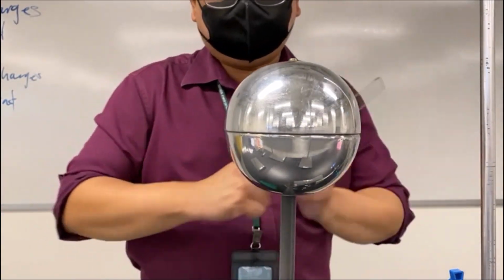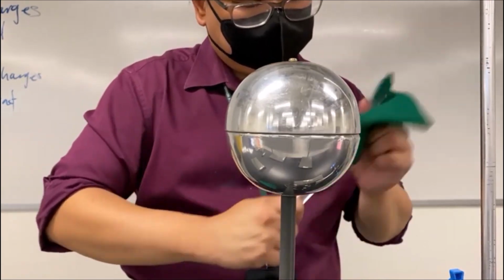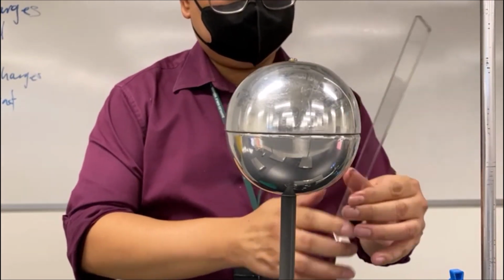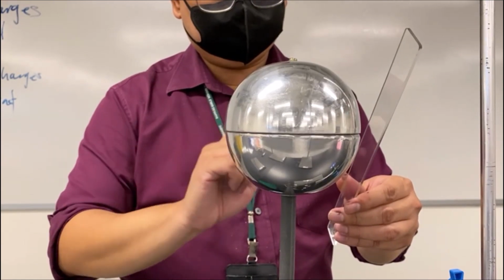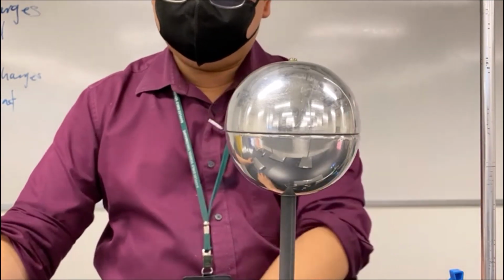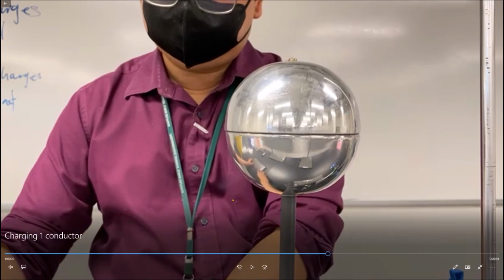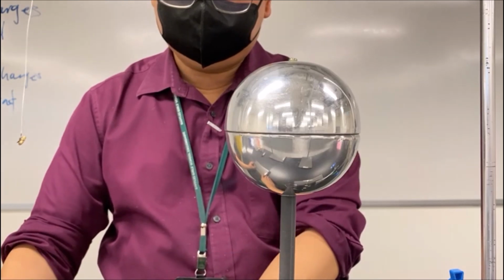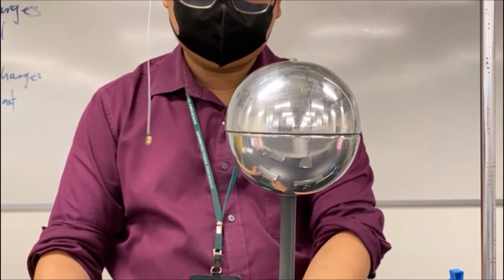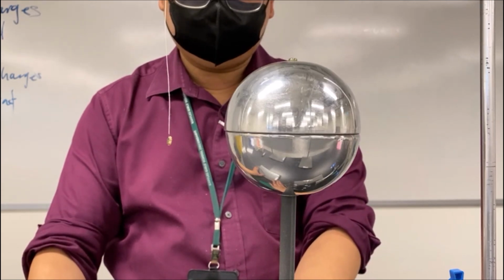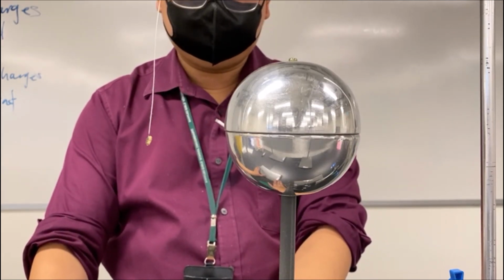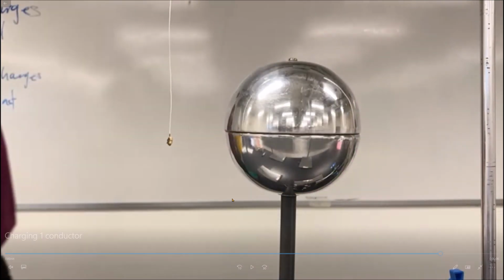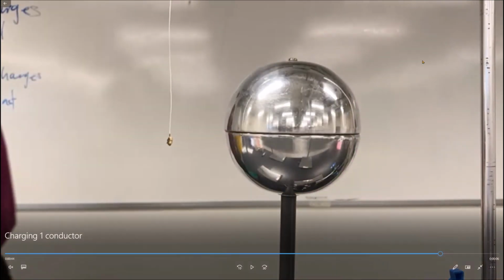So same thing, I charge an insulator by friction first. I bring it to the sphere, I touch it, remove my hand, remove the rod, and now the sphere is charged. Now you don't see anything happening, but I'm going to show you that if I bring the cereal near, something is going to happen. You can see that the cereal gets attracted to the sphere, which shows that it is charged. That is the method to charge up a single sphere.